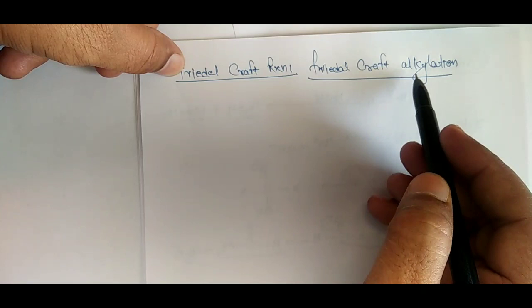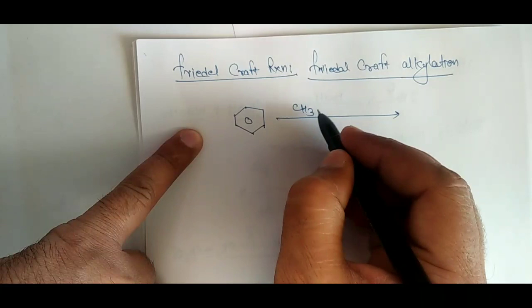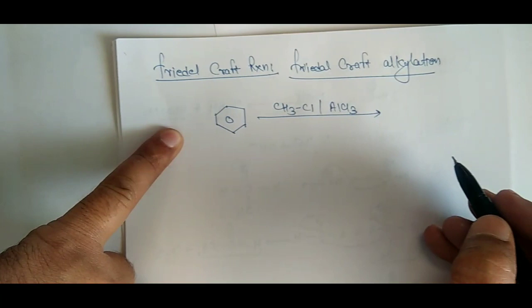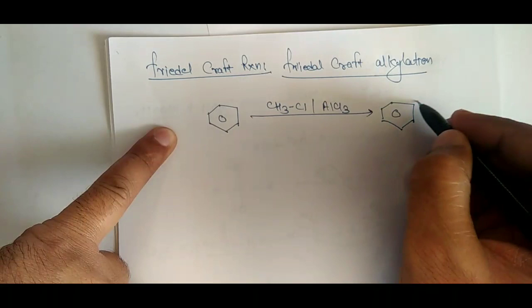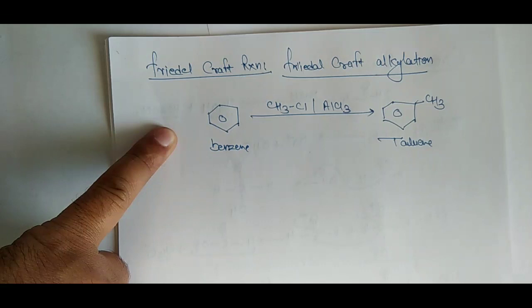तो फर्स्ट ऑफ ऑल देखें, हमारे पास यहाँ पे है बेंजीन. तो इन द प्रेजेंस ऑफ मिथाइल क्लोराइड एंड AlCl3, that is called here aluminium trichloride, so we will get toluene. So this is the benzene and this is called here toluene. Now this is the general reaction.